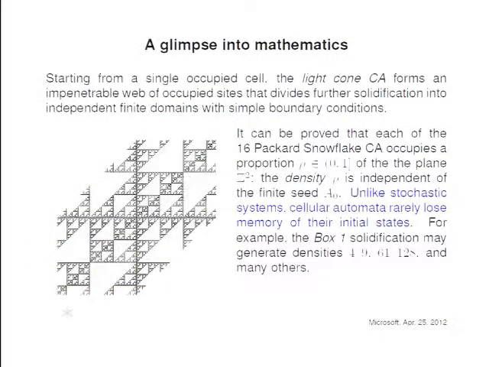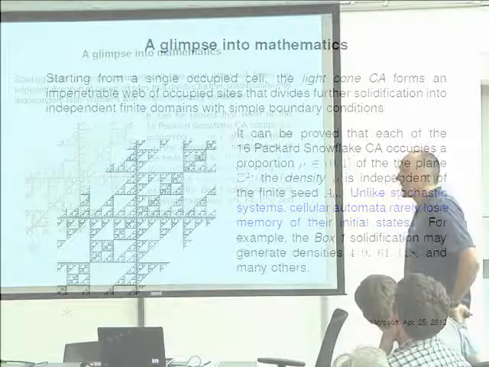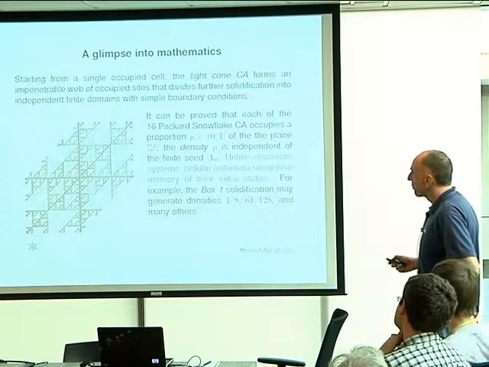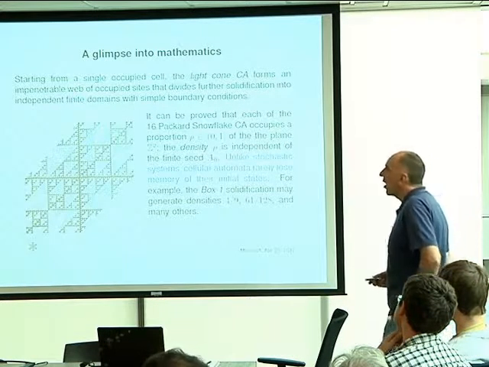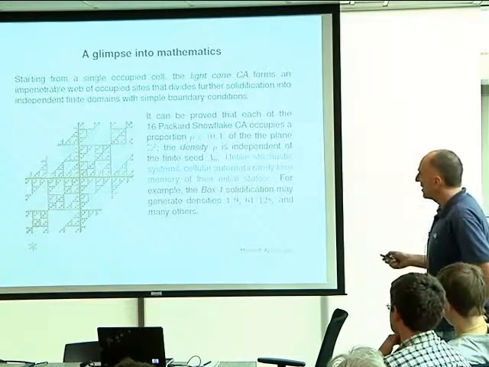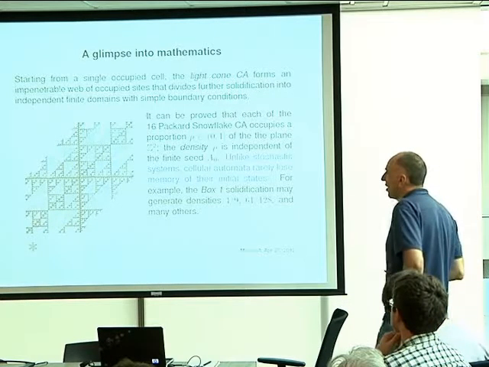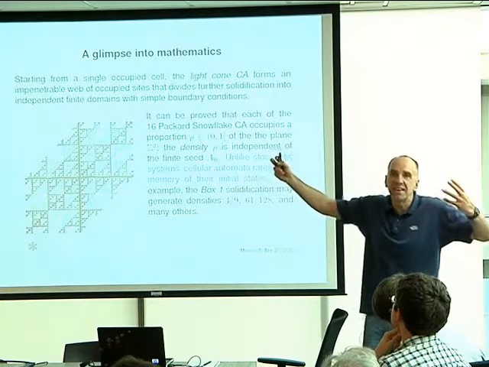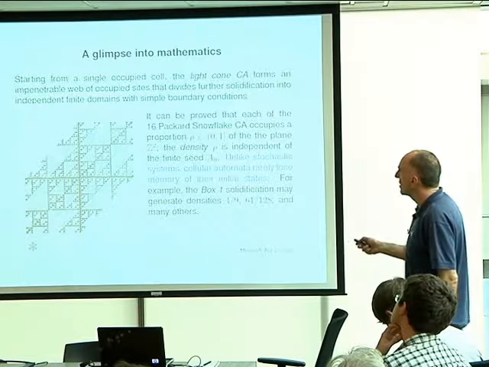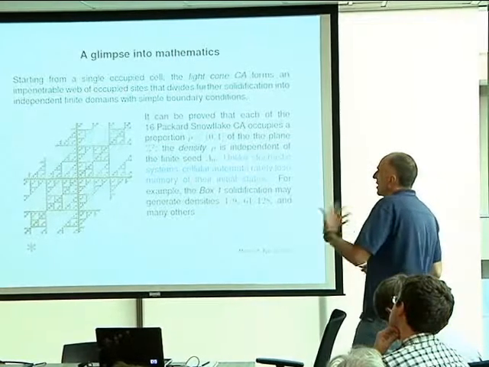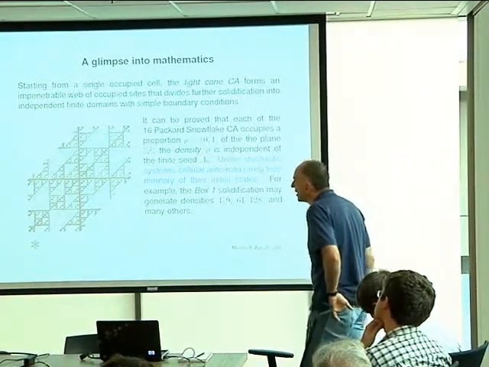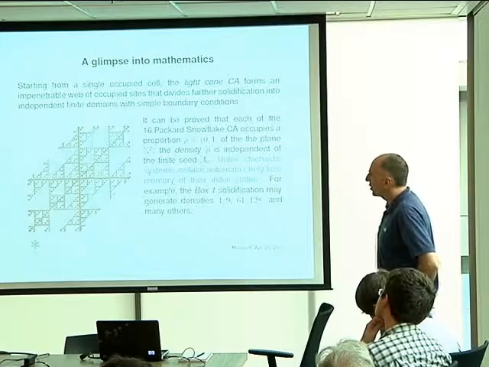These Packard snowflakes have the nice virtue that you can actually prove theorems about them. The reason you can prove theorems is that you look at the points that become occupied as soon as they possibly could. Those are the black points in this picture. They're occupied at the edge of the light cone, if you wish. These are the points that the dynamics can theoretically influence at time t, and at that time they become occupied. So they create what we call an additive web.